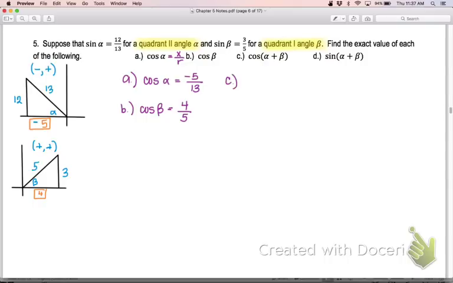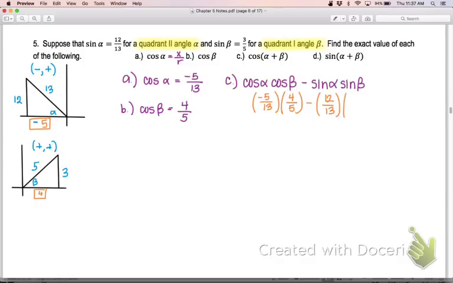Because remember, the formula for the cosine of alpha plus beta is going to be the cosine of alpha times the cosine of beta minus the sine of alpha times the sine of beta. So I got to know sine and cosine for both. But we know those values, we just figured them out. So cosine of alpha, we just determined was negative 5/13 times the cosine of beta, which we also figured out was 4/5. Okay, minus the sine of alpha, that was given to us, it's 12/13, times the sine of beta, which was also given to us, 3/5.